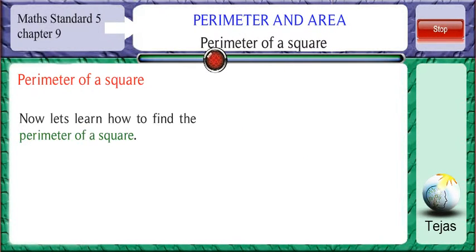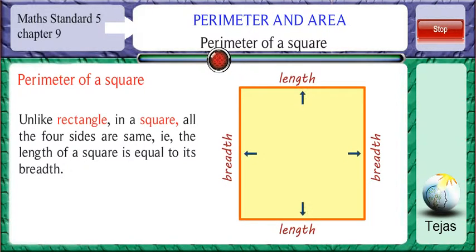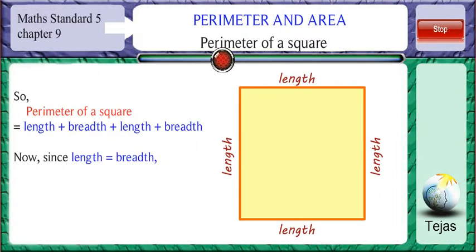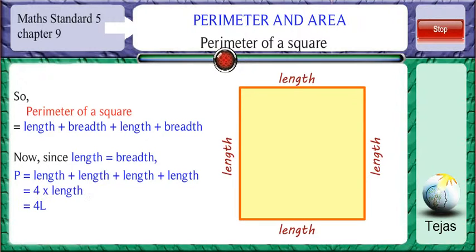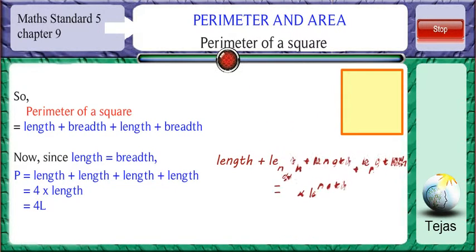Perimeter of a square. Now let's learn how to find the perimeter of a square. A square is also a four-sided plane figure. Unlike a rectangle, in a square, all the four sides are same. That is, the length of the square is equal to its breadth. So it can be written as length plus length plus length plus length, which is equal to 4 times the length. So the perimeter of a square is equal to 4 times the length.